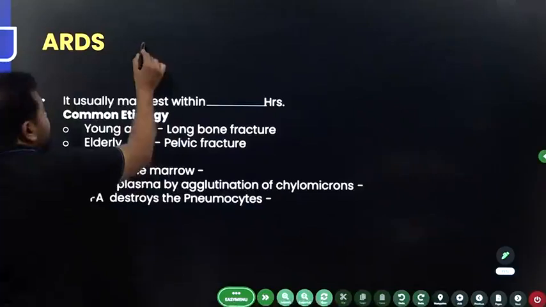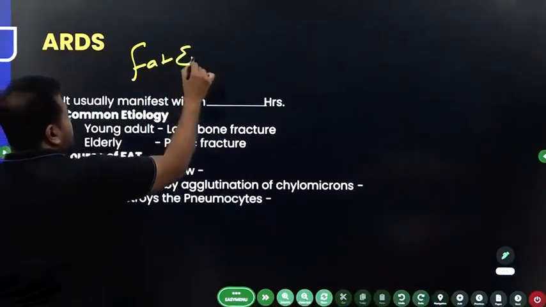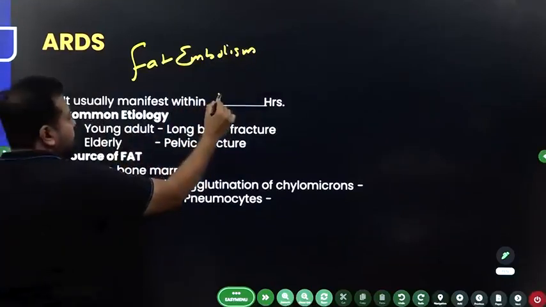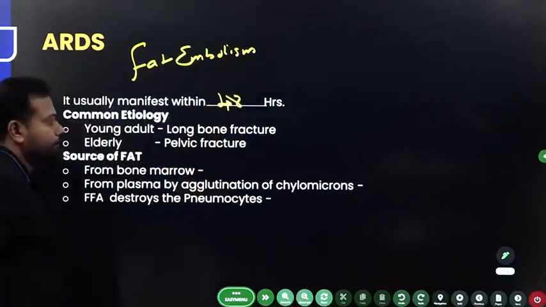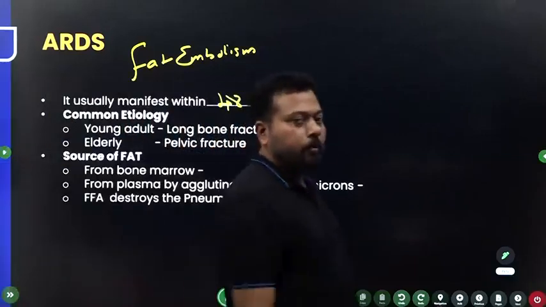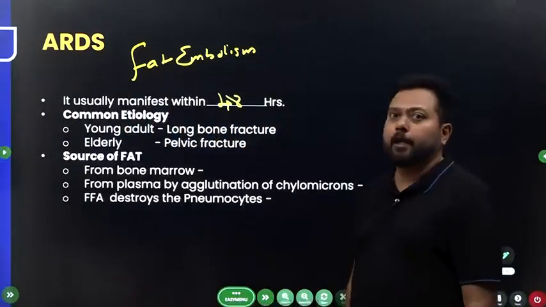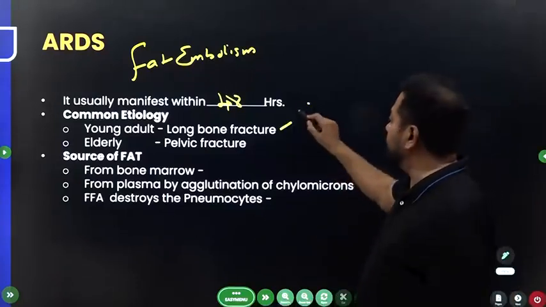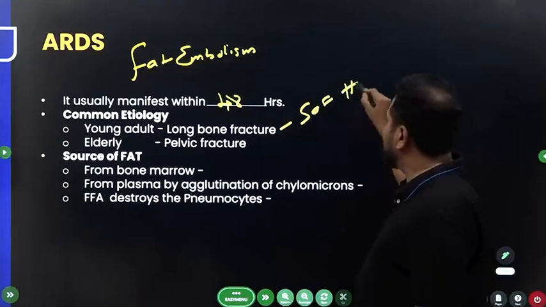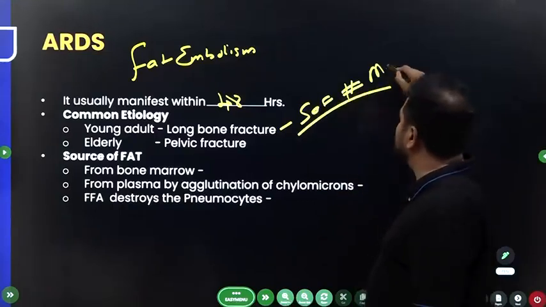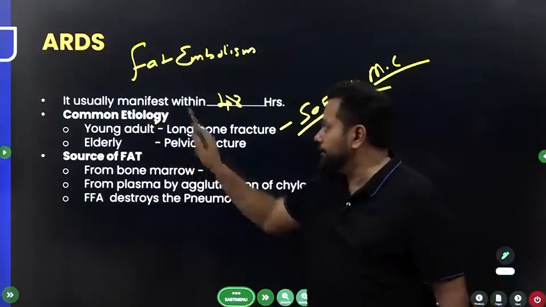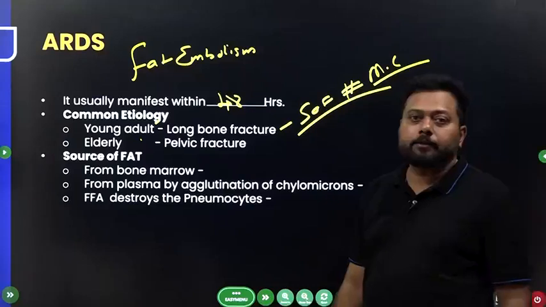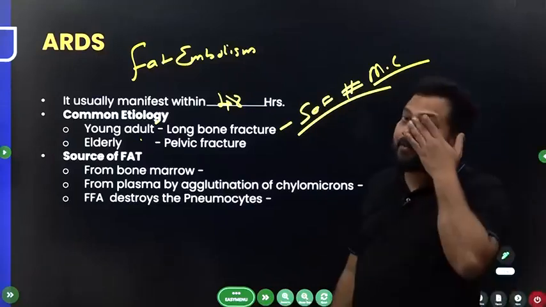Then coming to the next important topic, ARDS, otherwise called fat embolism. The classical manifestation is at 48 hours. The most common cause of fat embolism in young adults is fracture of a long bone, especially shaft of femur. Pelvic fracture is the most common cause in the elderly. What is the mechanism of fat embolism?